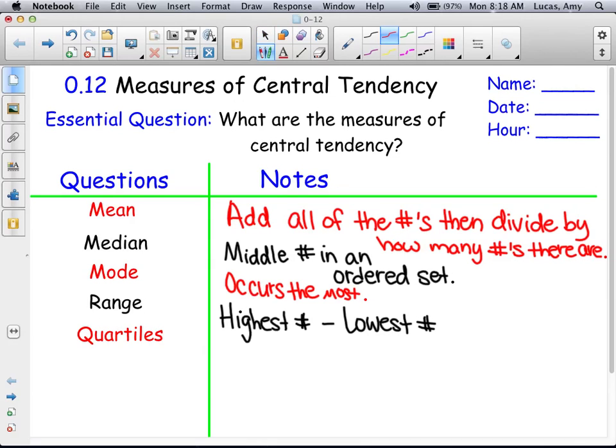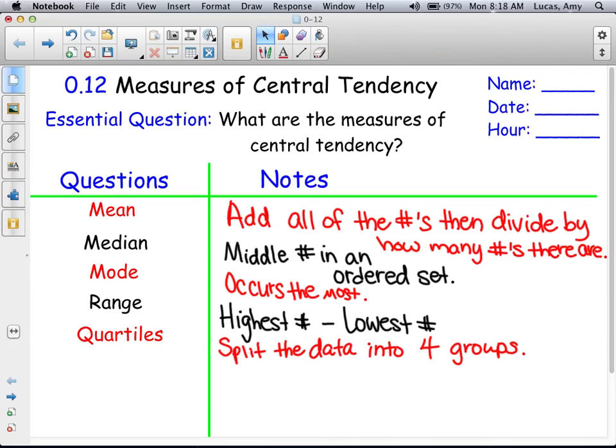And quartiles split the data into 4 groups. Because quartile, quart, is like quarters, so it would mean 4. And you can think of those groups as like the top 25%, the middle 50% would be putting together the 2 middle groups, and then the bottom 25%.